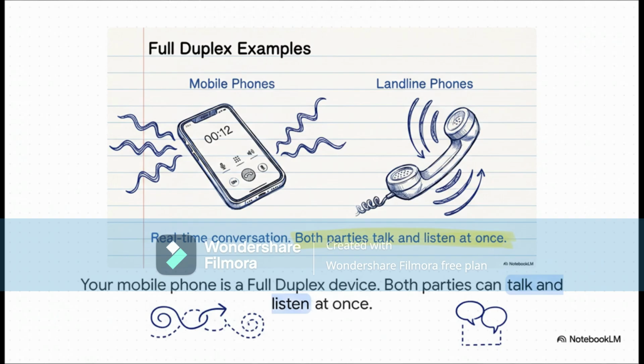And this brings us right back to our very first question. Your mobile phone is a perfect example of a full duplex device. It's the whole reason why you can talk and listen at the same time, why you can interrupt each other and have a normal, real-time chat.